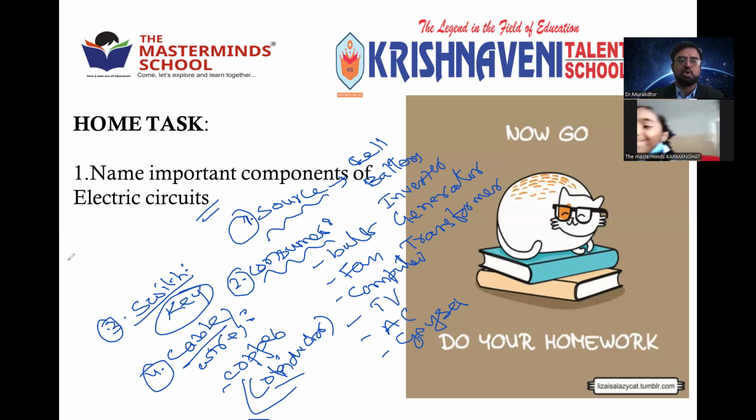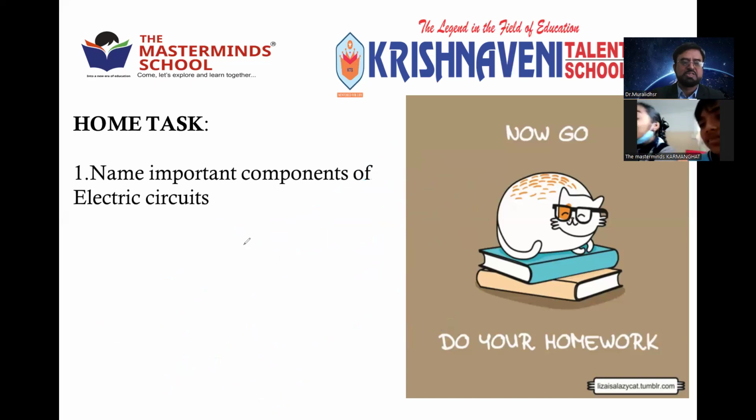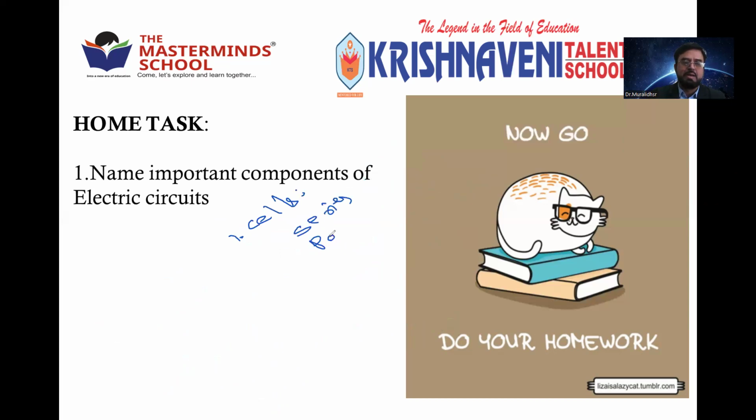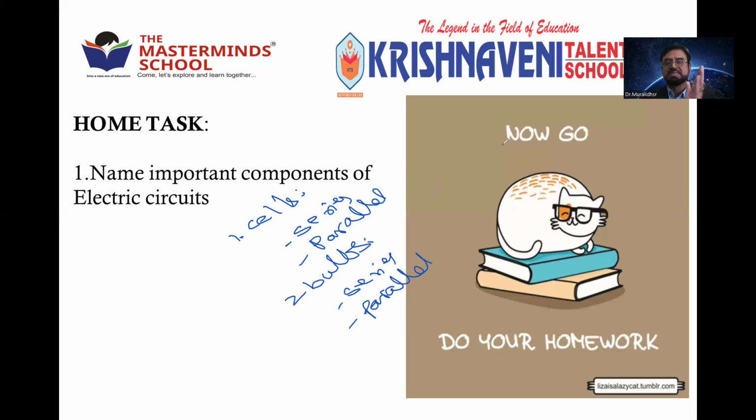So after this, what have we learned? Again, 2 more points we learned, very importantly. First one is cells in series and parallel, right? Then second one is bulbs in series and parallel. So what is the property when they are connected in series and parallel? We have seen, when cells are connected end to end, that is called series connection. So cells can be connected either in series or parallel. Similarly, bulbs also can be connected in series or parallel.